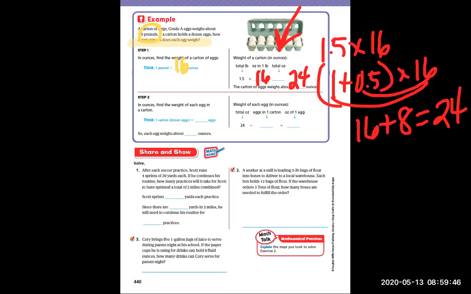Okay, now we couldn't have done that problem if we didn't know this conversion factor. So that's the important piece here. Okay, and then obviously the unit of measure. 24 represents ounces, 1.5 represented pounds.